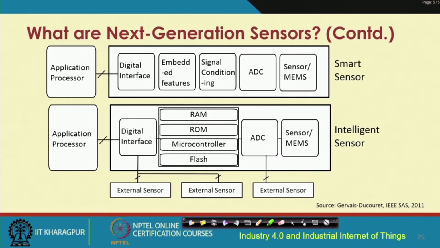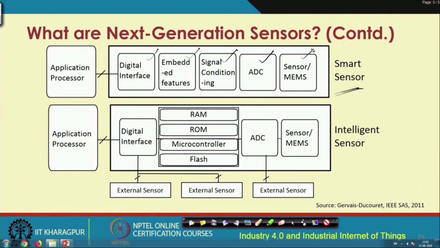So, this is how a smart sensor would look. A smart sensor, this is an example of it. As you can see over here, there is a digital interface and different embedded features: a signal conditioning circuit, then you have the ADC, analog to digital converter, and the sensors or MEMS which actually sense the material, sense the environment or sense whatever it is supposed to sense.